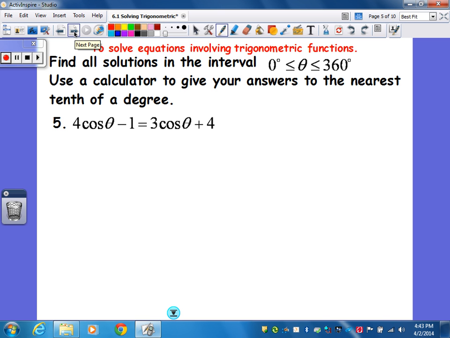Okay, the next one. We got a lot going on now. Okay, so once again, it's just a matter of getting the cosines all on the same side, or everything that can be put on the same side, then solving for that. So what I'm going to do is subtract 3 cosine theta from both sides. So I'm subtracting to get this equal 0. And then what I'm going to do is add 1, add 1. So now I'm going to be left with cosine theta equals 5.